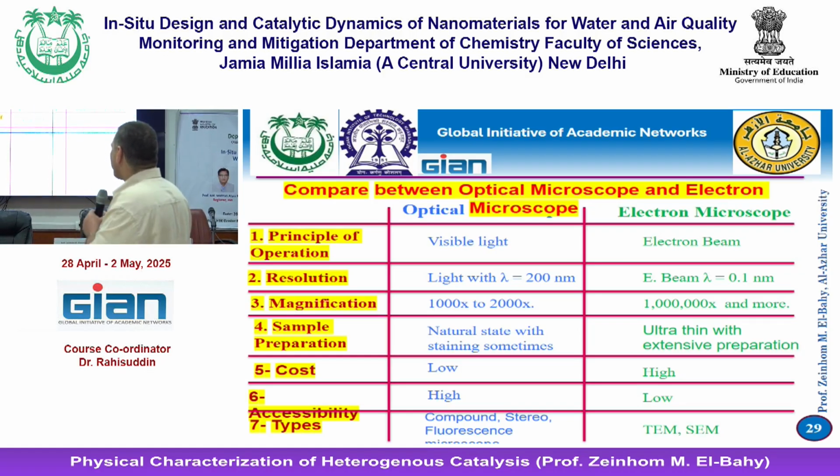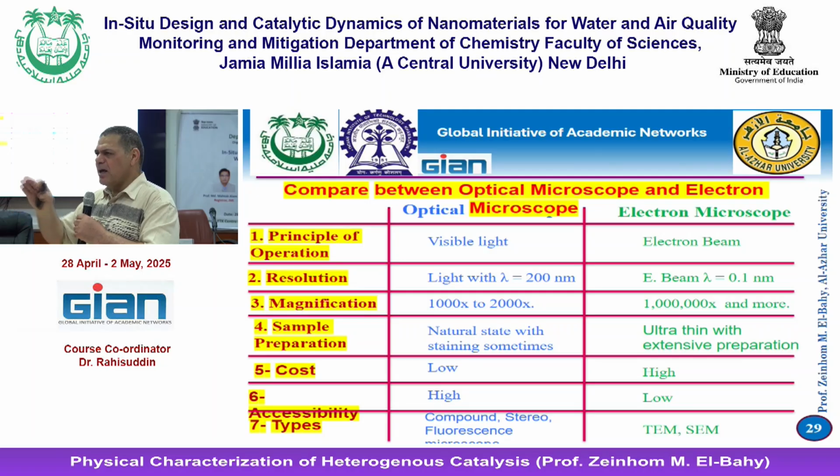With resolution, in the optical microscope the wavelength used is maybe around 200 nanometers, whereas in the electron microscope it goes to 0.1 nanometer. The magnification in the optical microscope may be 1,000 or 2,000 times, whereas in the electron microscope it may go to 1 million times or more. Sample preparation in the optical microscope is very easy and simple, but in the electron microscope it's a little bit sophisticated, and I'll show you how.